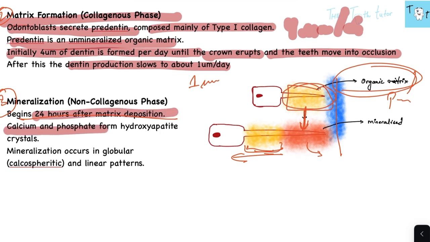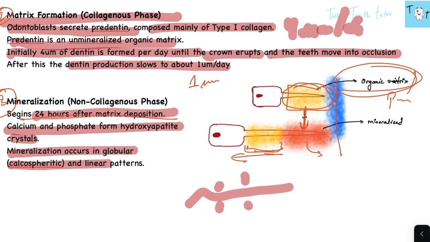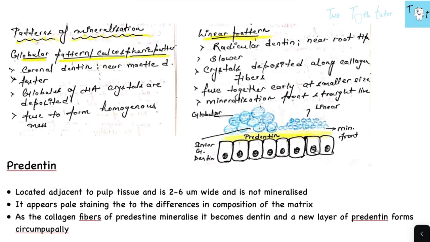The calcium and the phosphate form hydroxyapatite crystals. This is because the hydroxyapatite crystals are laid into the collagen, on top of the collagen fibers. Mineralization occurs in a globular and a linear pattern. So there are two patterns of mineralization. What is the globular pattern and what is the linear pattern? This is not very complicated.